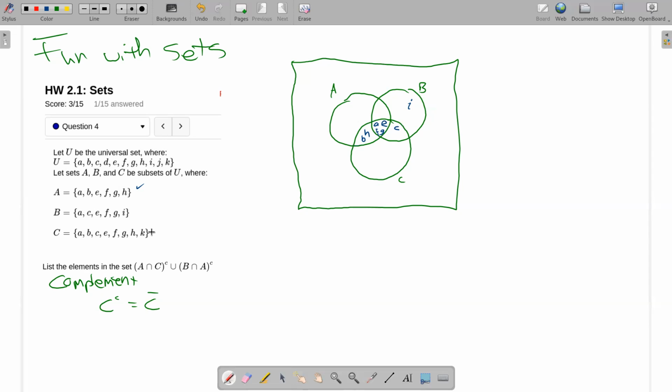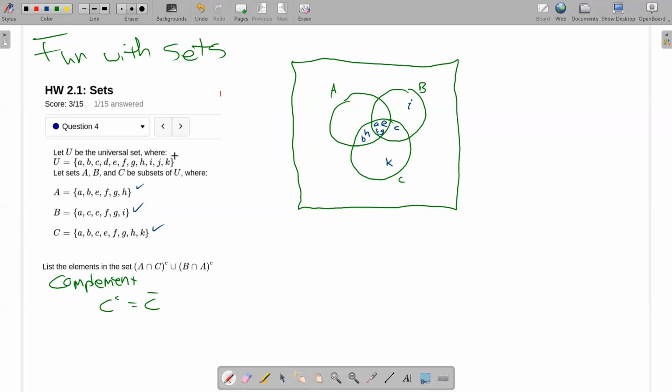And then C, looks like we're missing a few. We have A up there, we have B, we have C, we have E, F, G, we have H. The only thing that seems to be missing is K, which is out here. So that's 1, 2, 3, 4, 5, 6, 7, 8 elements inside of C's circle. All right, so we have B accounted for, C accounted for.